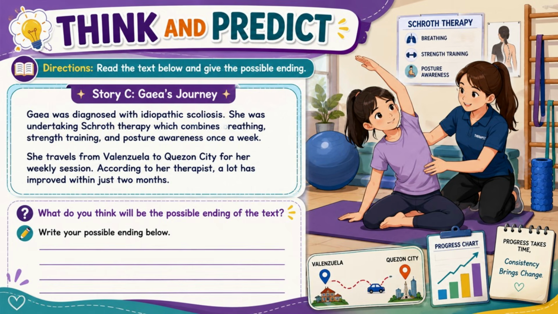Story C. Gaia's Journey. Gaia was diagnosed with idiopathic scoliosis. She was undertaking Schroth therapy, which combines breathing, strength training, and posture awareness once a week. She travels from Valenzuela to Quezon City for her weekly session. According to her therapist, a lot has improved within just 2 months. What do you think will be the possible ending of the text?